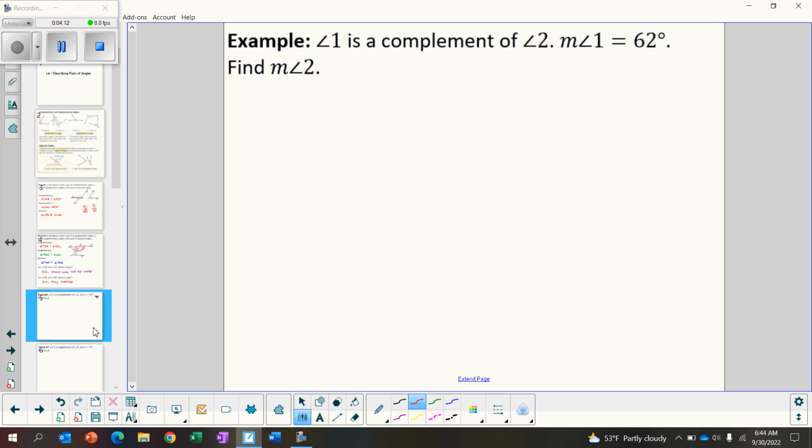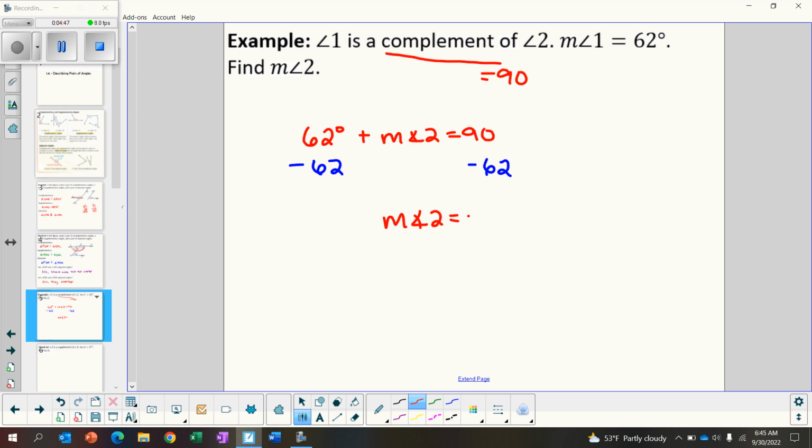All right. In our next example, we have angle 1 is a complement of angle 2. Measure of angle 1 is 62 degrees. Let's find the measure of angle 2. So complementary equals 90. So I'm going to make an equation where measure of angle 1 plus measure of angle 2 is 90. So that's 62 degrees plus the measure of angle 2 equals 90. We can subtract 62 from both sides. And we get the measure of angle 2 is 28 degrees.